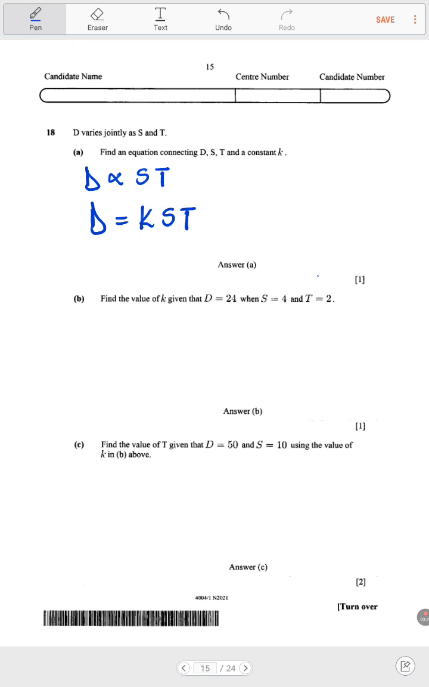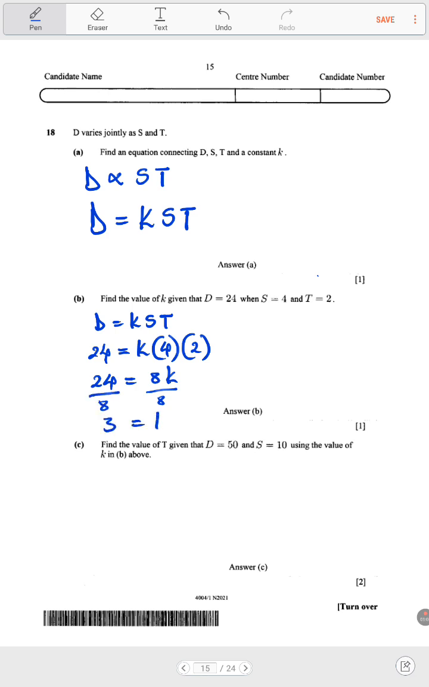Part B says find the value of K given that D is equal to 24 when S is equal to 4 and T is equal to 2. So from that equation we're going to substitute D, S and T. D is equal to 24, K, and S is equal to 4 and T is equal to 2. Here you're going to have 8K being equal to 24. If you divide both sides by 8, you get 3 is equal to K. So K here is equal to 3.